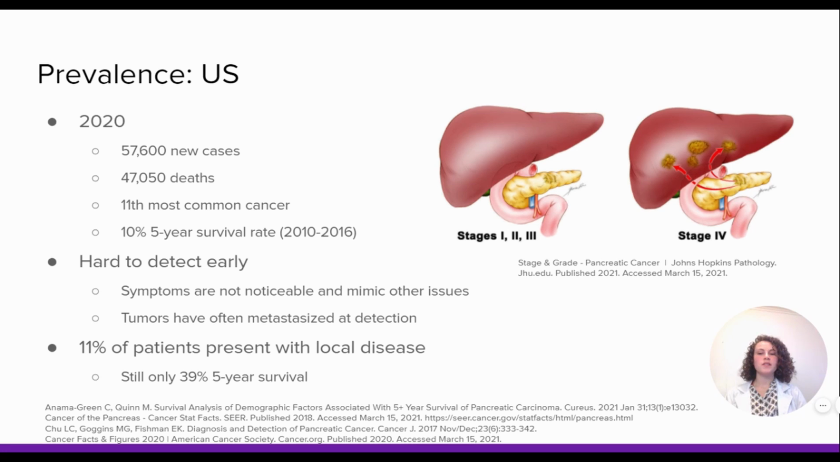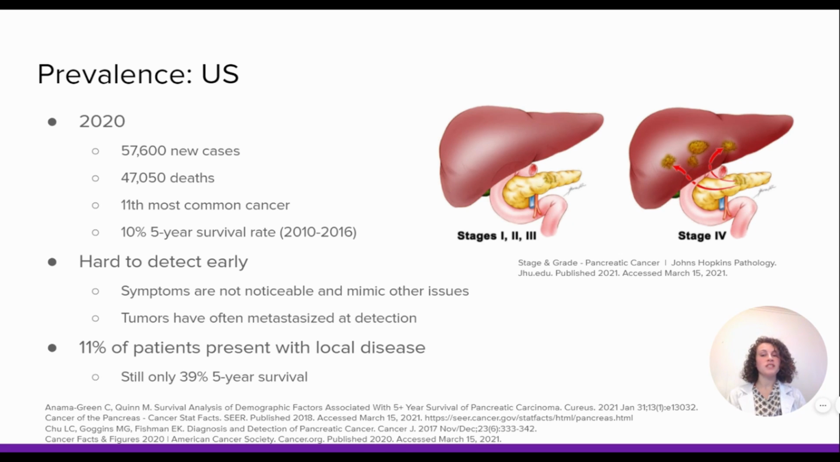In the United States in 2020, there were 57,600 new cases diagnosed and 47,050 deaths from pancreatic cancer. It was the 11th most common cancer, and over a period of 2010 to 2016, pancreatic cancer was found to have a 10% 5-year survival rate, meaning that 5 years after being diagnosed, 10% of patients were still alive. This low survival rate is due in part to the difficulty in detecting the disease. Early symptoms are not very noticeable and are often attributed to other issues.